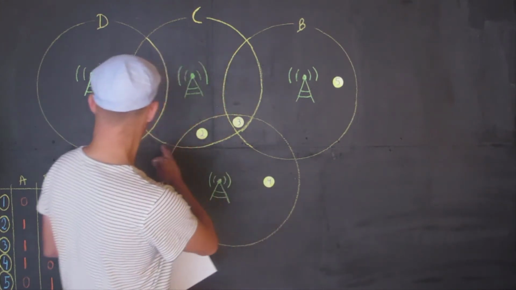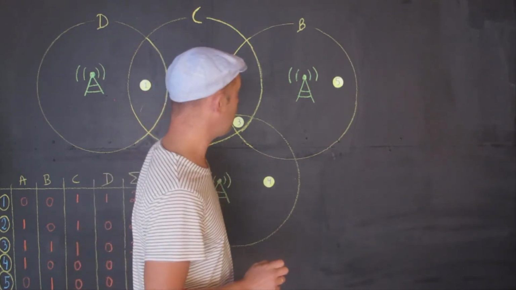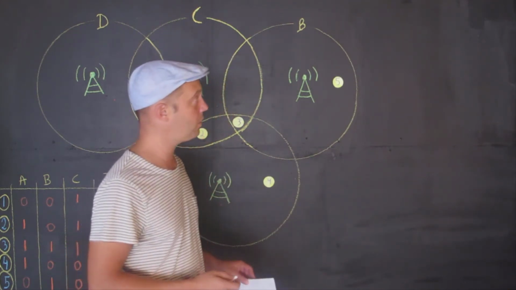Alright, so we're going to look first at the objective function. We have 5 demand nodes, right? And the objective is to try to cover these demand nodes at least twice.